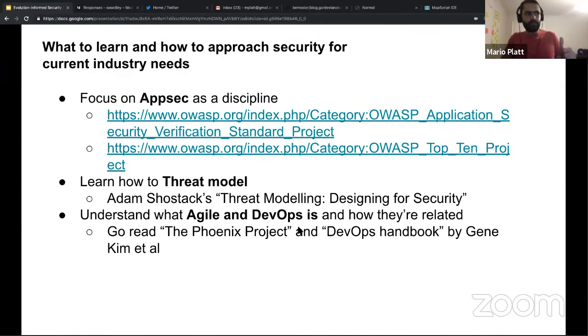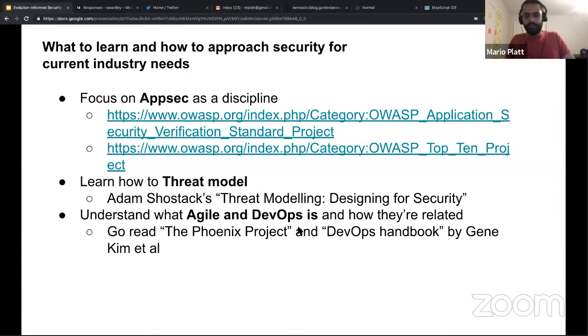So, things to learn up on, approaching security, focusing on AppSec. Everything will be about the runtime, especially now with serverless coming along. So if you want to be in security, you need to understand application security. You should be thinking about how to threat model. Adam Shostack's book is still authoritative in that space. Brilliant book. I think everyone should read it.